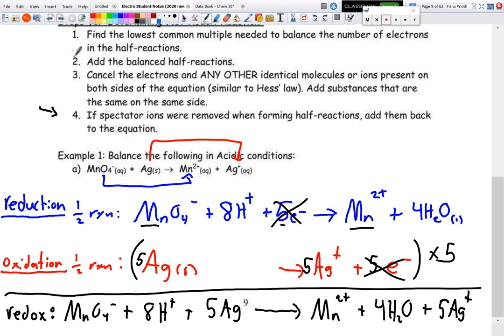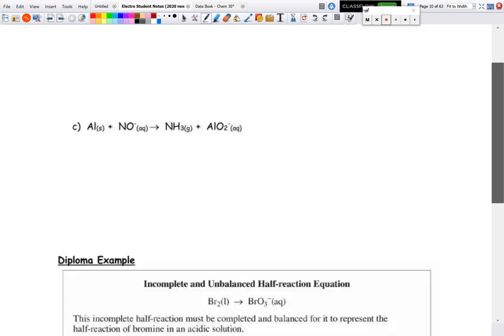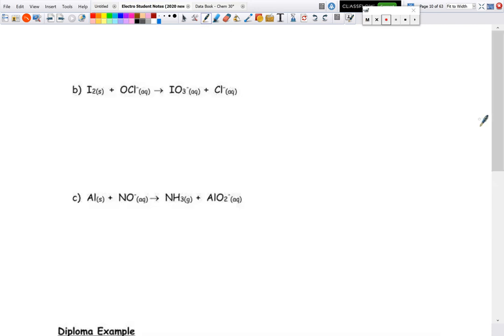So if you think you might have a hold on this one right here, please pause the video and just try B and C, and then of course the old diploma question right here. But if you do want a little bit extra help, I'm going to go through the exact same steps with B here now.